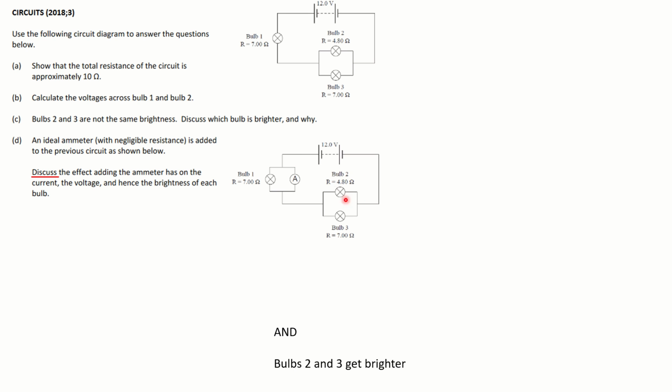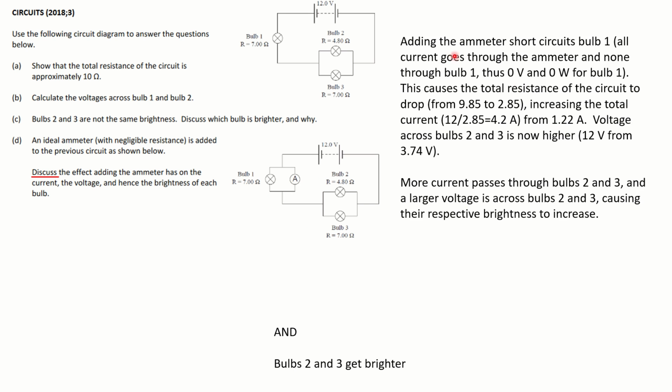The total current will have gone up because the total resistance will have gone down, because we no longer have the resistance of this component right here. That looks something like this. Adding the ammeter short circuits bulb 1, all the current goes through the ammeter and none through bulb 1, thus with your 0 volts and 0 watts of power for bulb 1.